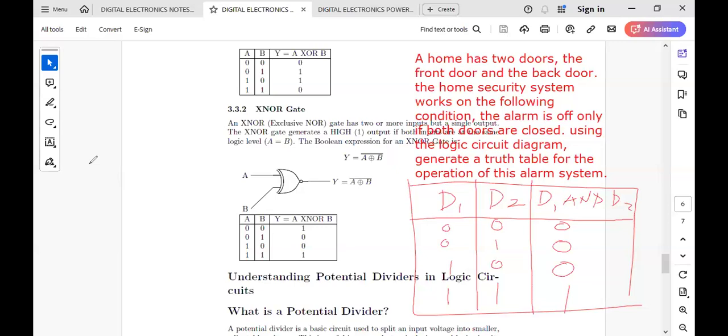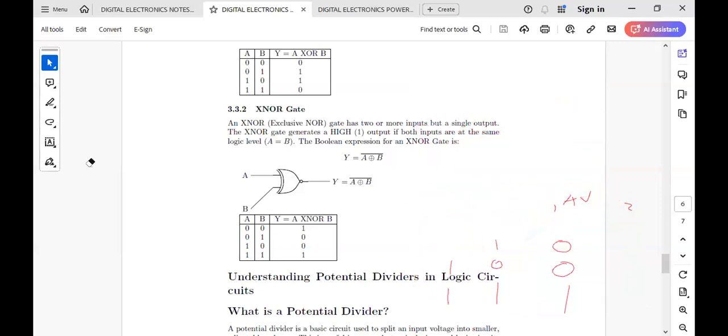Are you sure? Hey, teacher. Because 1 represents closed, then 0 represents open. You see? Okay. So now let me tell you, I hope you wrote the question somewhere.